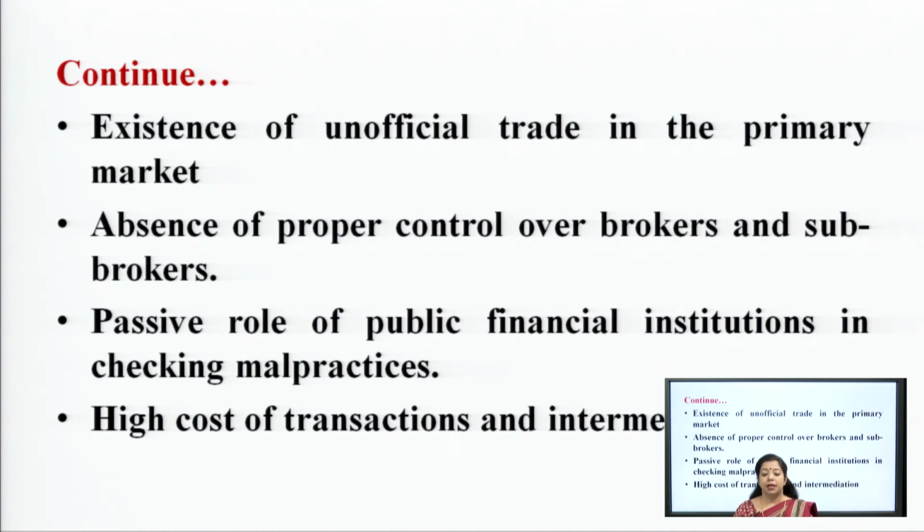Continuing with this, next is the existence of unofficial trade in the primary market. There is unofficial trading, as I already discussed, like dabba trading, in which the books of operators are taken over and they are the clearing operators only. They can handle it through bias also. There is an absence of proper control over brokers and sub-brokers. It is very important to have control over these people so that they stay in regulated mode and the traders and investors can trade effectively.